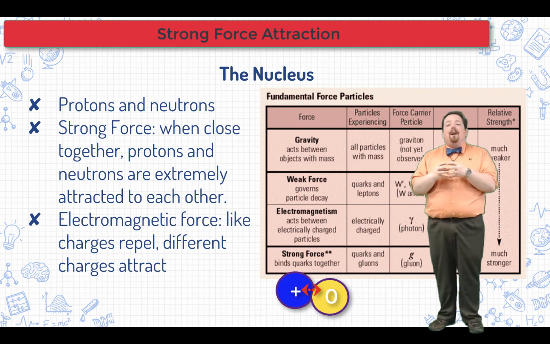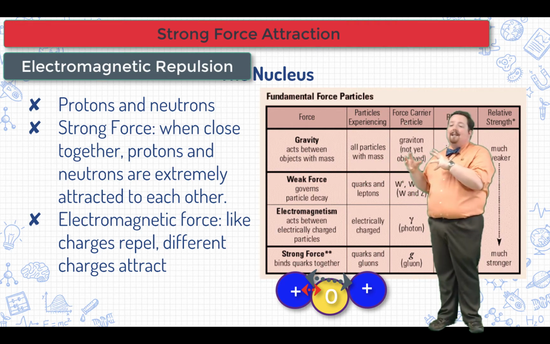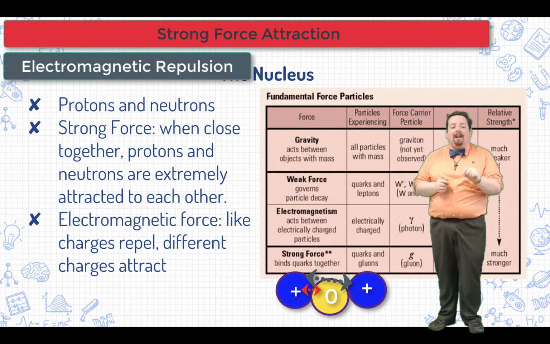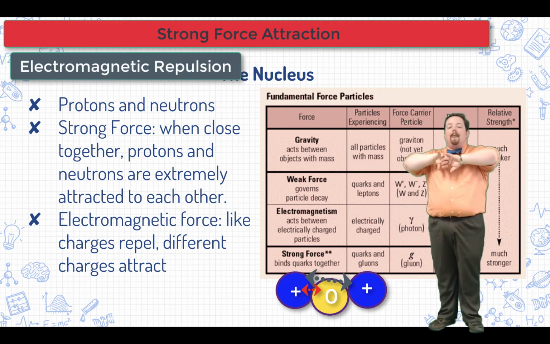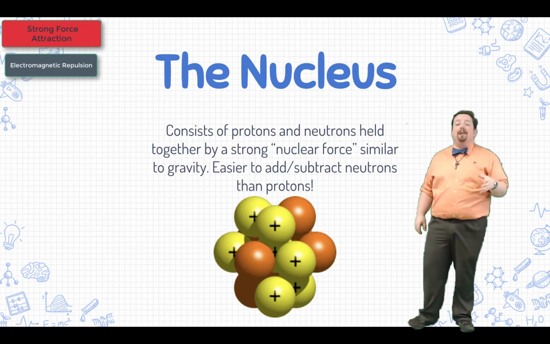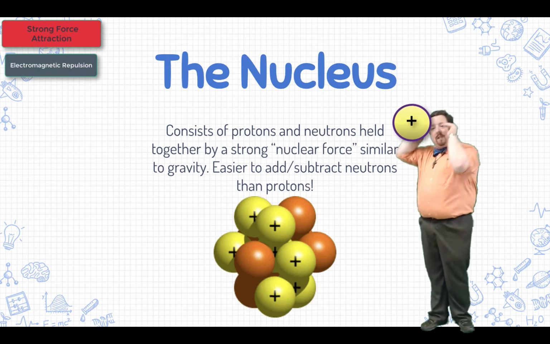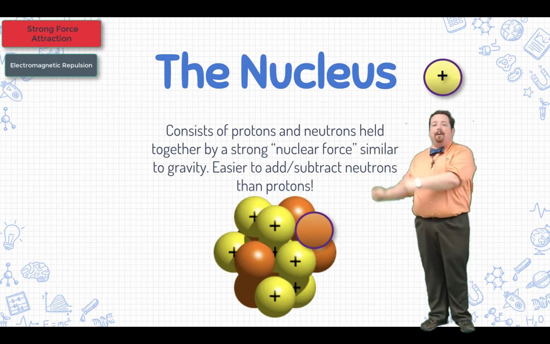This attraction greatly overpowers that repulsion from the positive charges. So to answer that question, why our nucleus can exist, it's because the neutrons and the protons, when close together, have a much higher attraction than the protons do a repulsion. So, with that said, what do you think is easier to do? Add a proton to a nucleus or add a neutron to a nucleus?